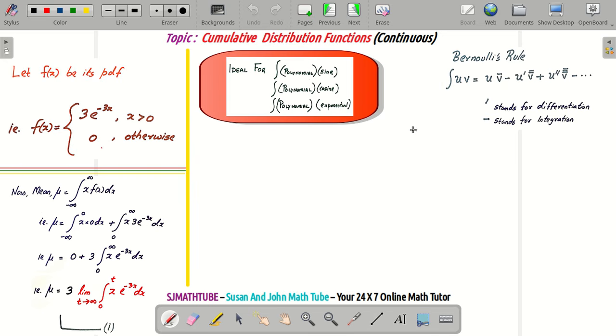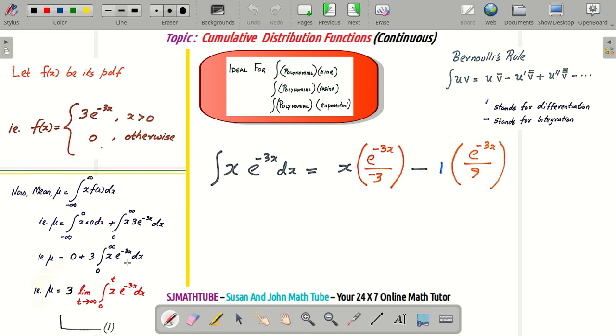I have the rule here, and this is what we were trying to evaluate, the mean. And we have a situation here, we need product rule or Bernoulli's rule, and then we have to evaluate an improper integral. So the integral x e power minus 3x. Just forget about the limits for the time being. Let's focus on this. So we have u and v.